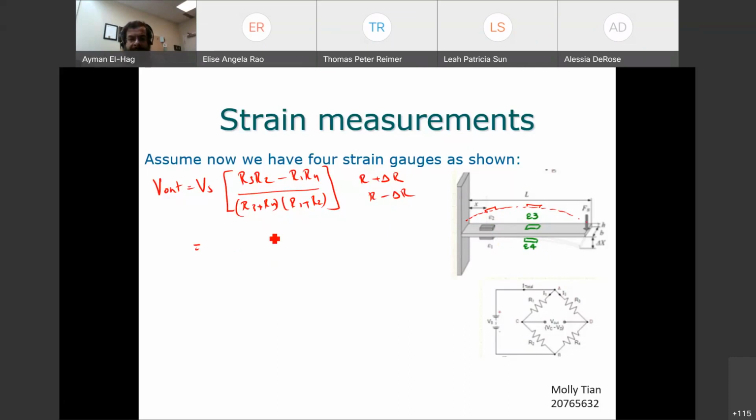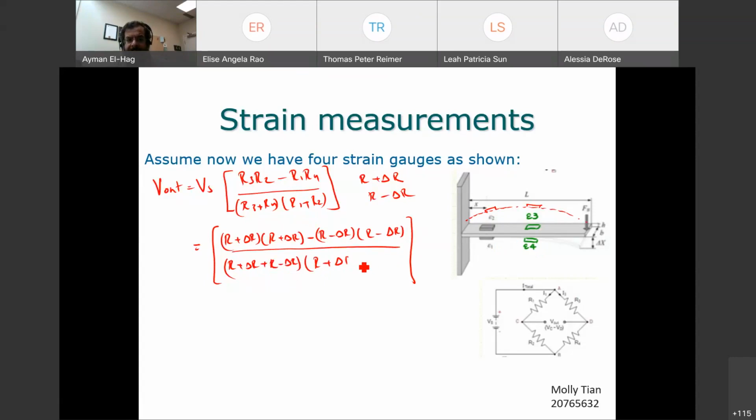That's all. So R3 becomes R plus delta R times R2, which is R plus delta R, minus R1, R minus delta R, times R4, R minus delta R, divided by R3 plus R4, R3 on top, R4 on bottom, so this becomes R plus delta R plus R minus delta R. And same thing here, R1 and R2, one on top, one on bottom, so R plus delta R plus R minus delta R. And there is of course Vs multiplied here, which is the input voltage, which will also be given to you.